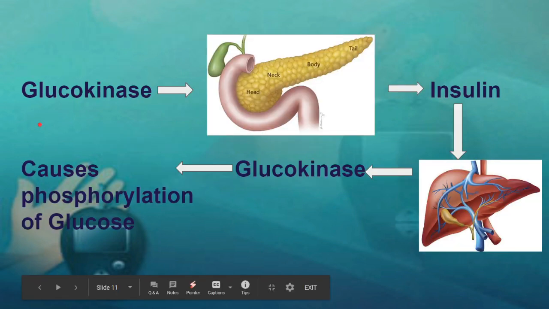So over here remember, this glucokinase enzyme is present in the pancreas and in the liver both. Now in the pancreas, this glucokinase enzyme basically acts as a sensor. Whenever there is a postprandial increment in the blood glucose level, this glucokinase enzyme will sense that increment. What is postprandial? That means after the meal, there is an increment in the blood sugar level in your body.